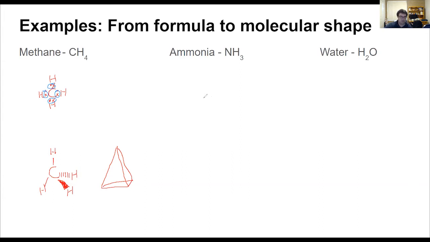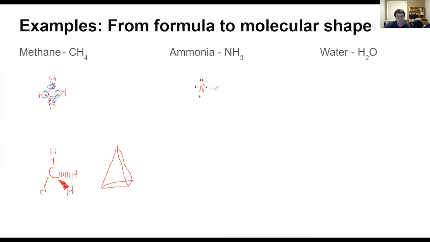Now, nitrogen, unlike carbon, has 5 electrons in its outer shell. Okay, so in that case, let's just start putting electrons around that central nitrogen atom. Because we have 5 electrons, we have a lone pair. So this is a pair of unbonded electrons.